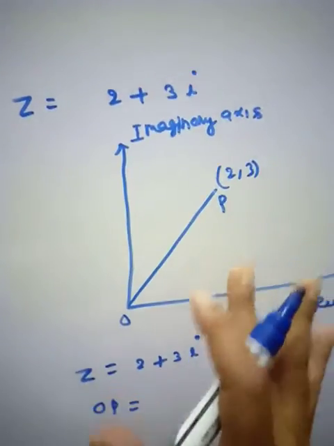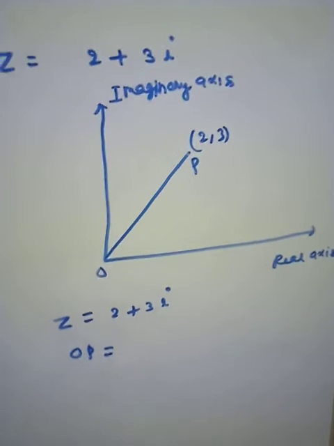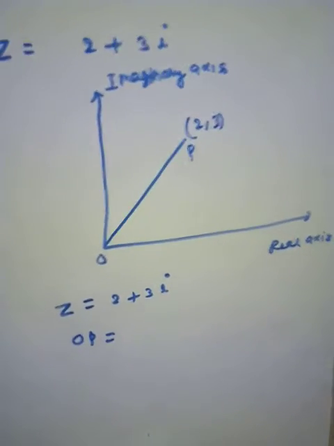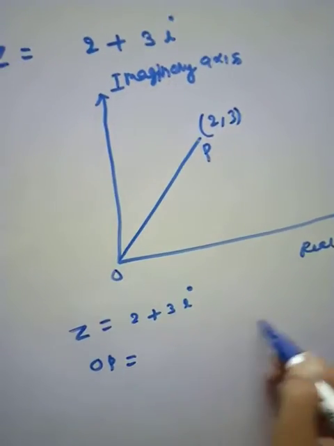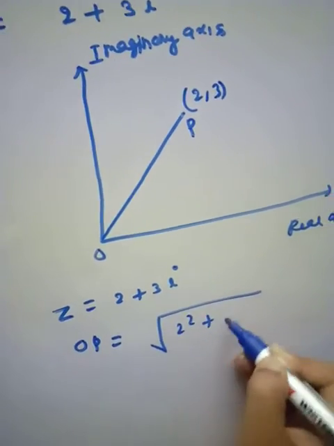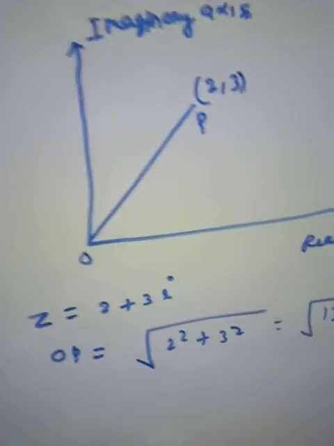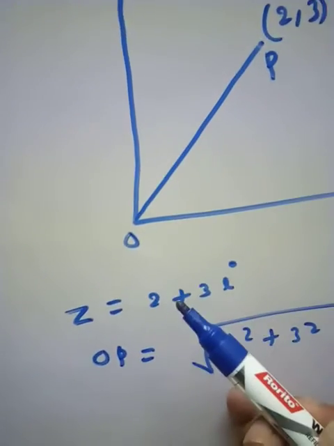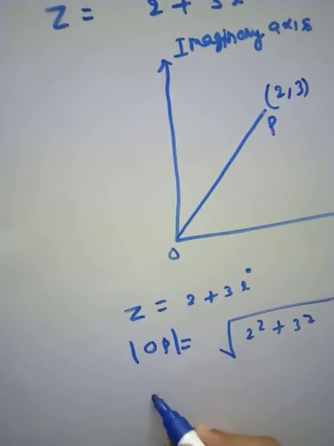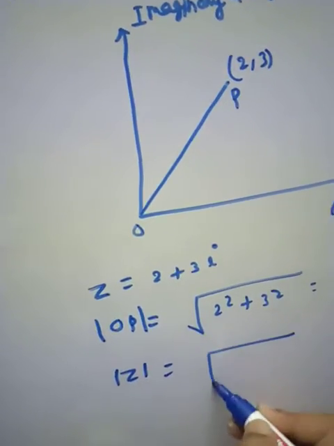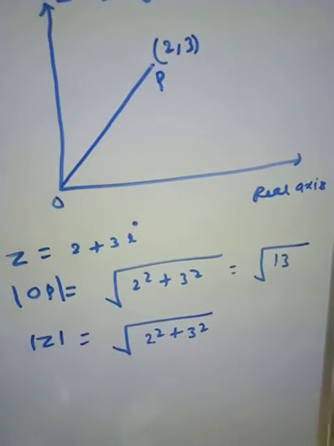Actually, the length of any point in the complex plane means we have to take the magnitude of that point. So here OP will be how much? The square root of 2 square plus 3 square, and that is root 13. How do we find the magnitude of the complex number? Mod z equals the square root of 2 square plus 3 square.